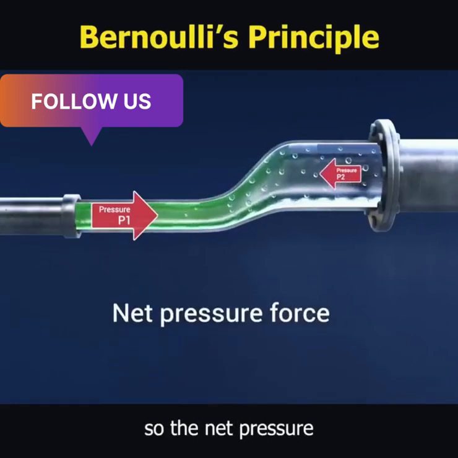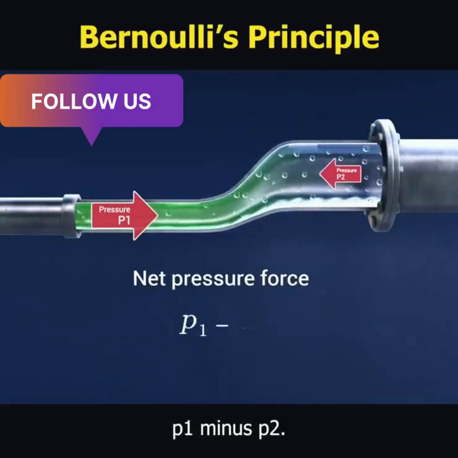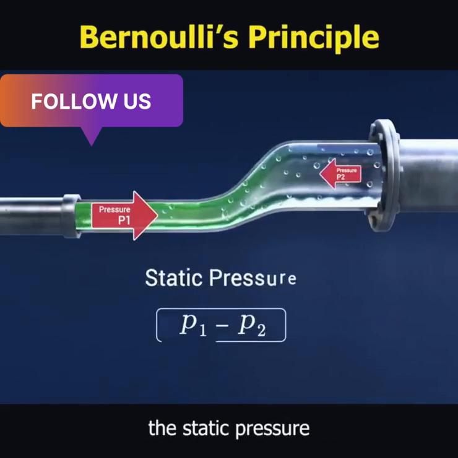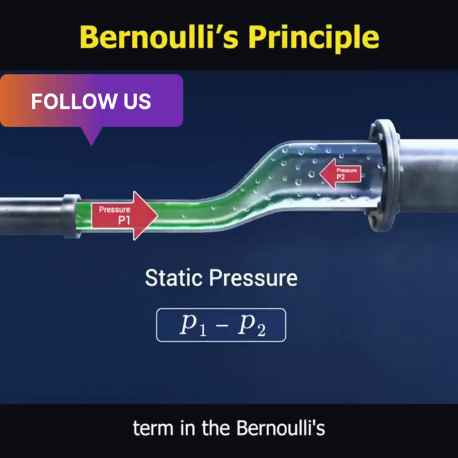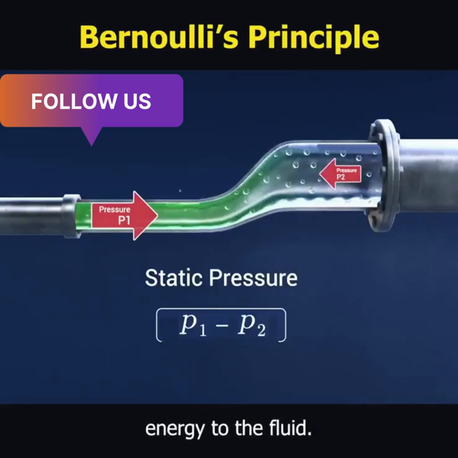So the net pressure force acting on the fluid is shown by the following equation: P1 minus P2. This difference in pressure is what we call the static pressure term in Bernoulli's equation. The work done by this pressure difference supplies energy to the fluid.